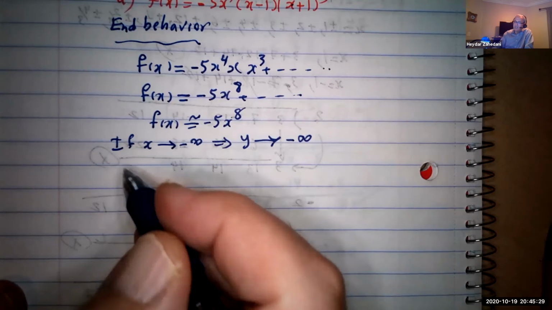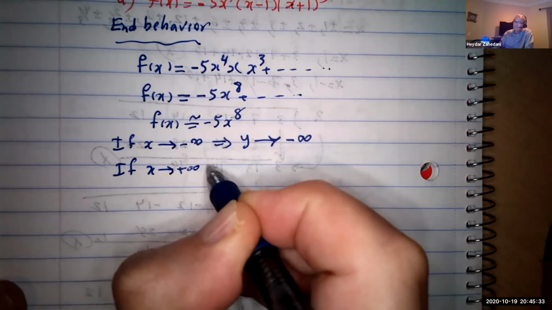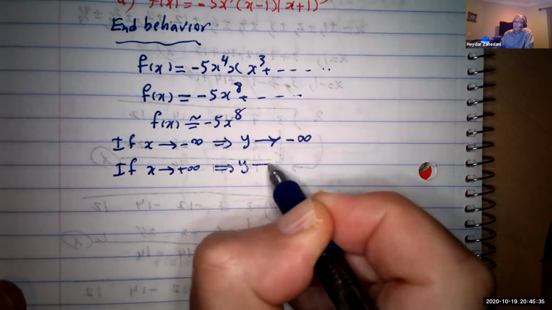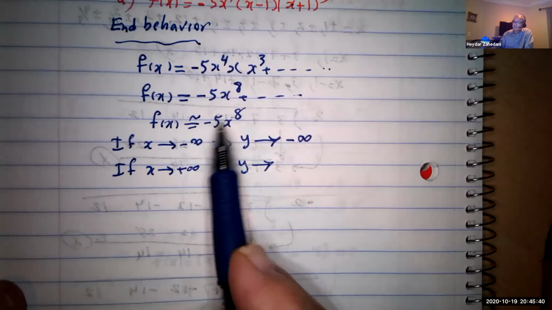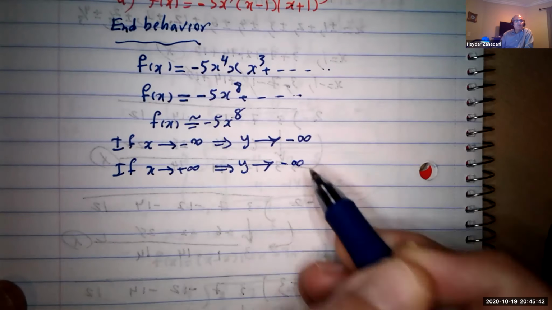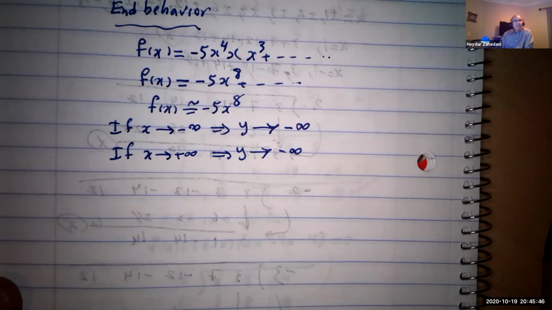We check the other end. If x goes to positive infinity, y goes to positive to the 8, which would be positive, but again there is a negative here, negative infinity. So that gives you the idea for the starting point and the end of your graph.